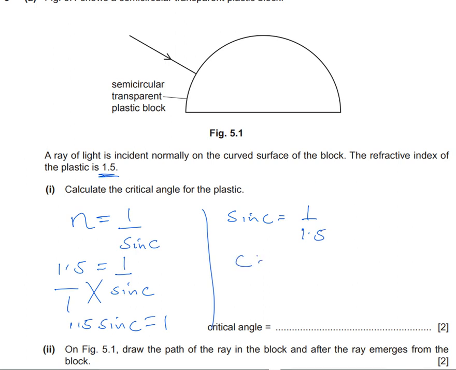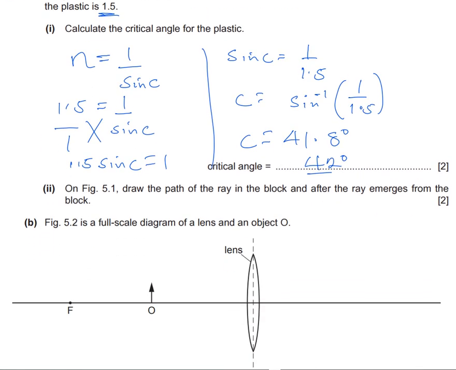So C alone will be got from sine inverse of 1 divided by 1.5. So C is equal to 41.8 degrees. To two significant figures, you can write it as 42 degrees. Let's go to the second one.